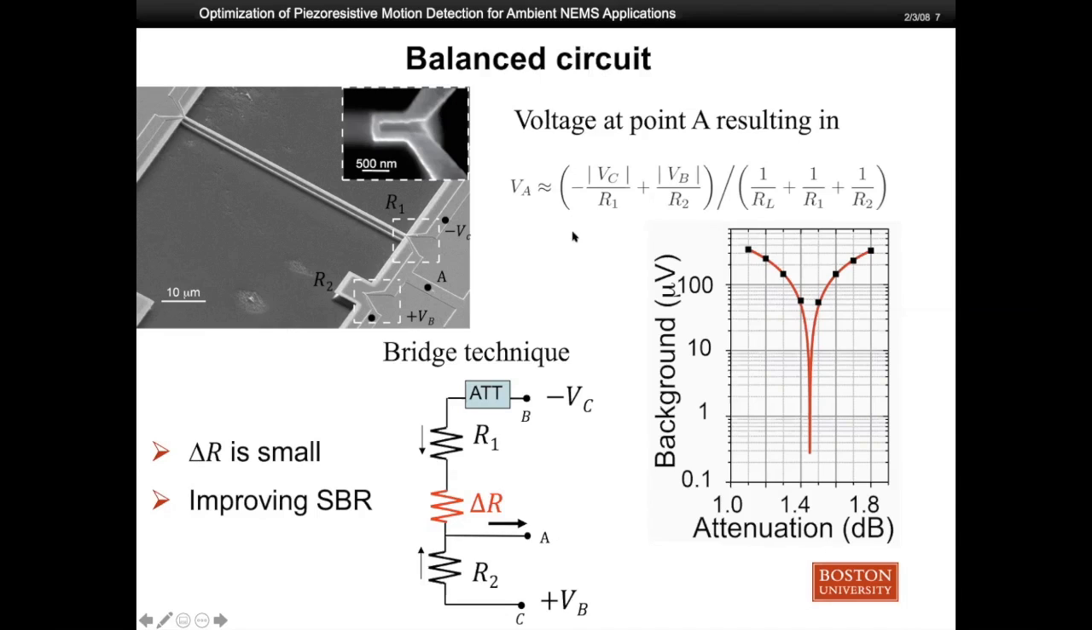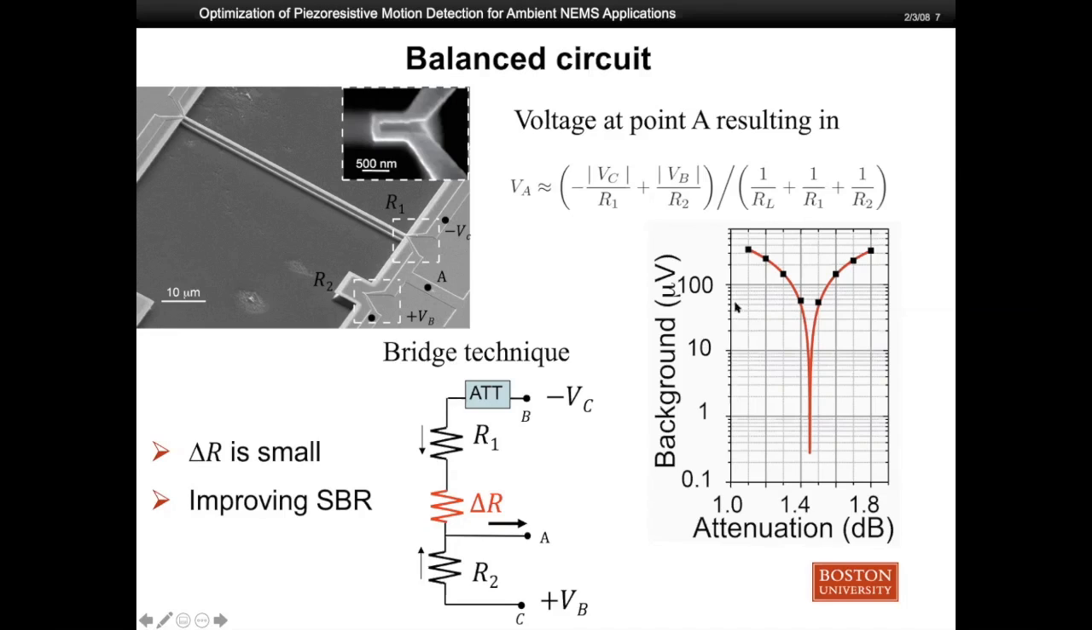Based on Kirchhoff's law, we can calculate the voltage at point A and describe it with this equation, where RL here is the input resistance of the preamplifier. So in the experiment, we want to know how the attenuation can influence the background. Here is our experiment result.